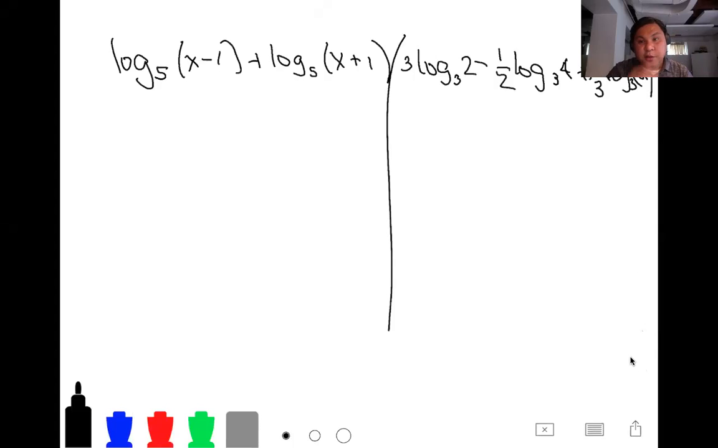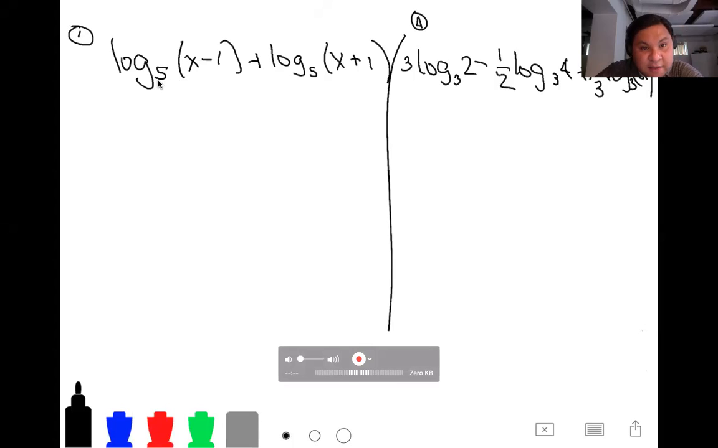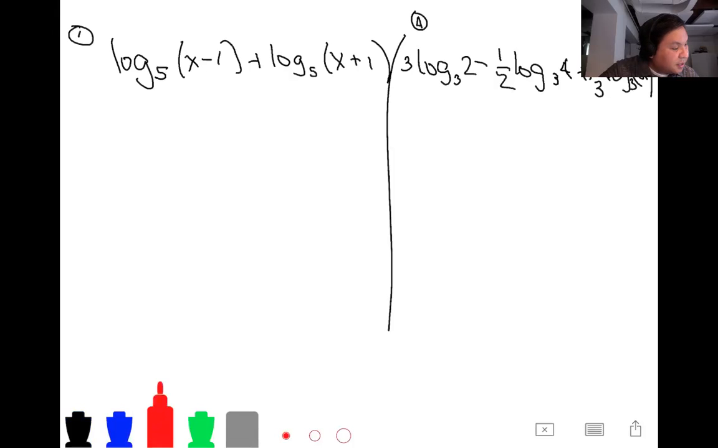Okay, so here we go now. For number 1, we have logarithm of x minus 1 to the base 5 plus logarithm of x plus 1 to the base 5. Now, if you recall, if you are adding logarithms, that is equivalent to actually multiplying the powers. So thus, this one simply converts to logarithm to the base 5 of x minus 1 times x plus 1.